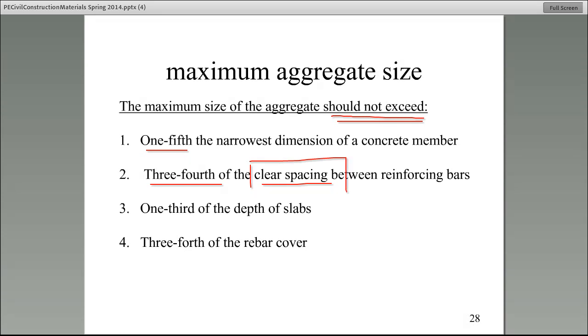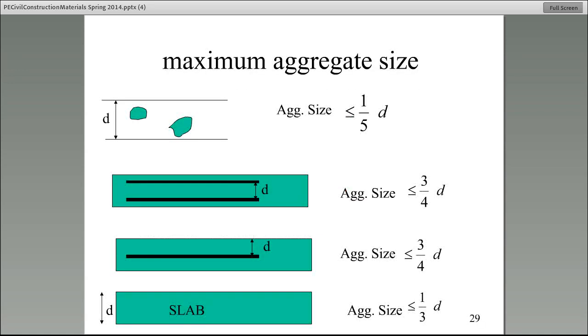Circle this clear spacing. It's not center to center. Clear spacing between reinforcing bars, 3/4 of that. Number 3, 1/3 of the depth of a slab. And the last one, 3/4 of the rebar cover. Let's move on to the next slide.